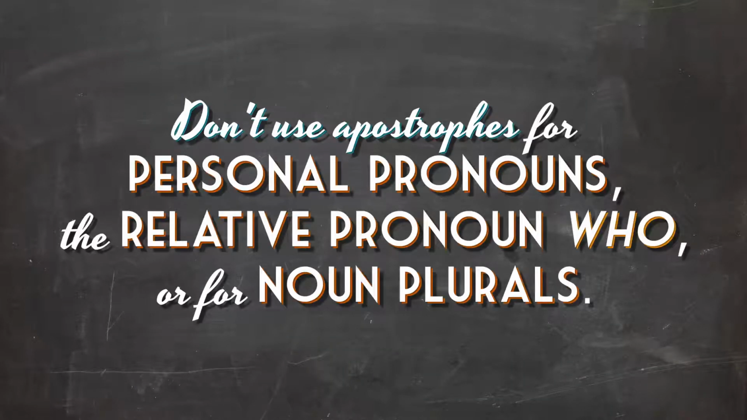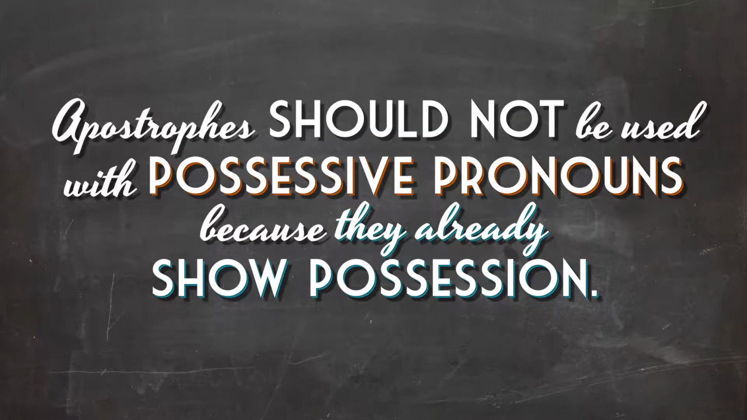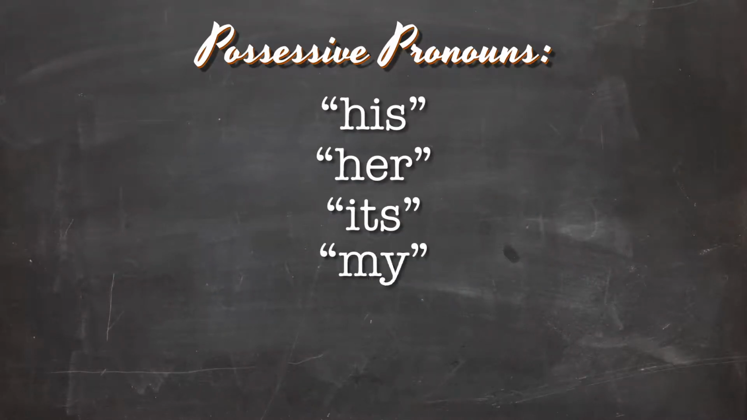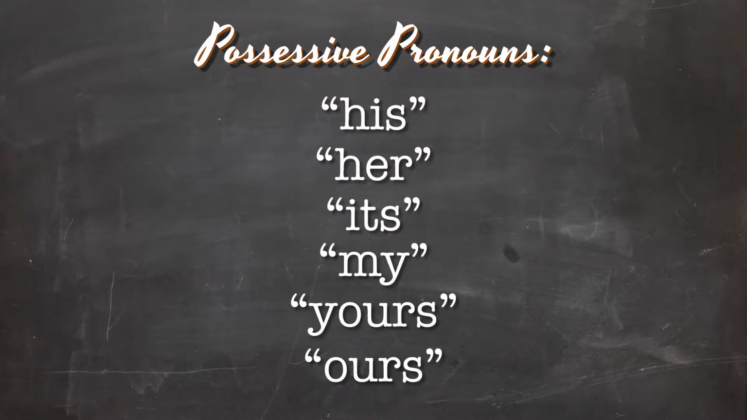Don't use apostrophes for personal pronouns, the relative pronoun who, or for noun plurals. Apostrophes should not be used with possessive pronouns because possessive pronouns already show possession. They don't need an apostrophe. His, her, its, my, yours, ours are all possessive pronouns.